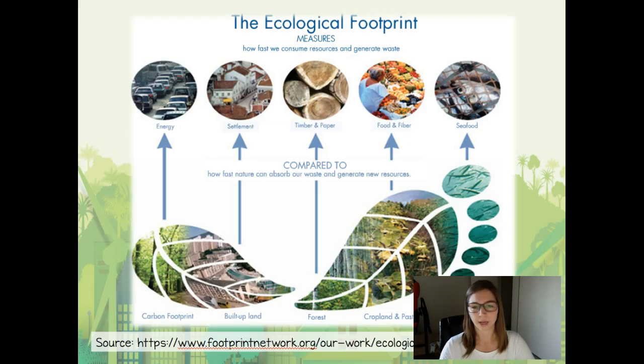So here we have a concept map to help show us that we have our demands here. So we have energy, settlement, timber and paper, food and fiber, and seafood. So those all come from natural resources. So forests, land, cropland and pastures, and fisheries. So really understanding how the ecological footprint is accounting and measuring on the demands and the supply of nature here.